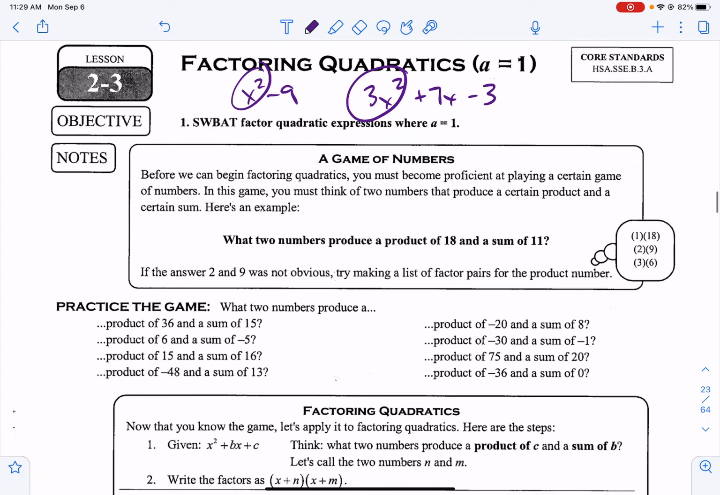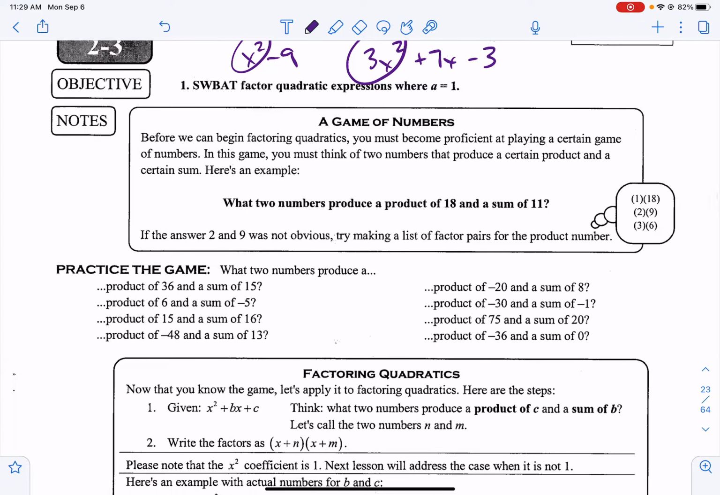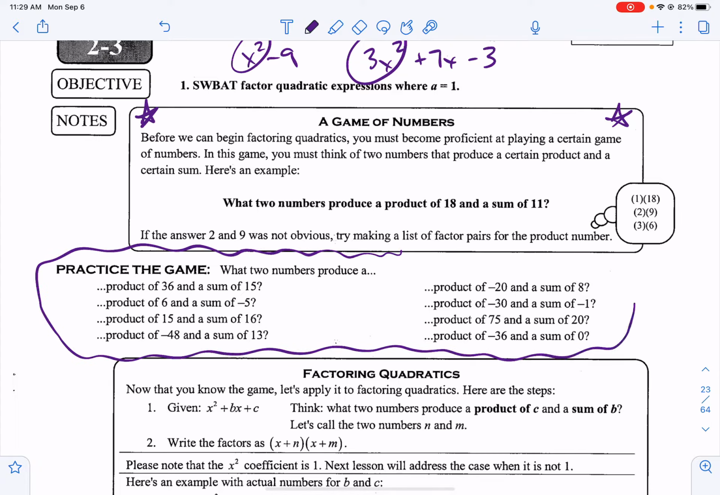Now, what I want you to do to start off today, I think if you pause the video and take 5 minutes, I want you to read through this first box, read through the game of numbers instructions, and then I want you to practice that game with these sets of numbers, okay? Just take 5-10 minutes, pause the video, read the box, try those problems, and then come back to me when you're done.